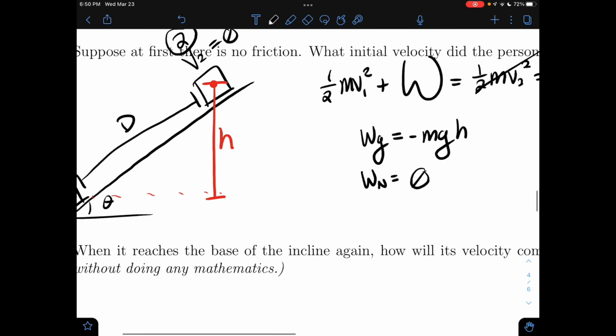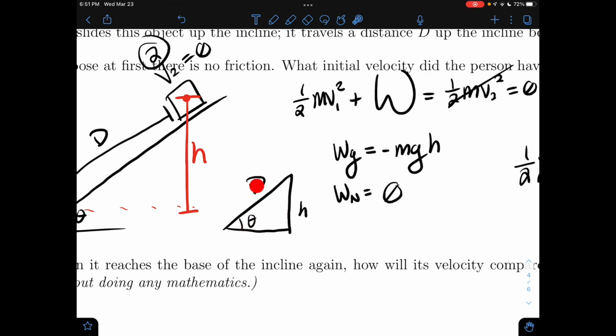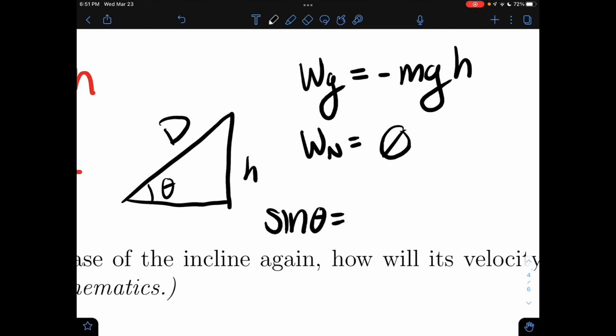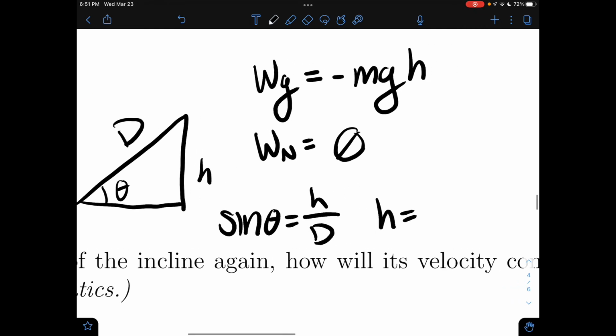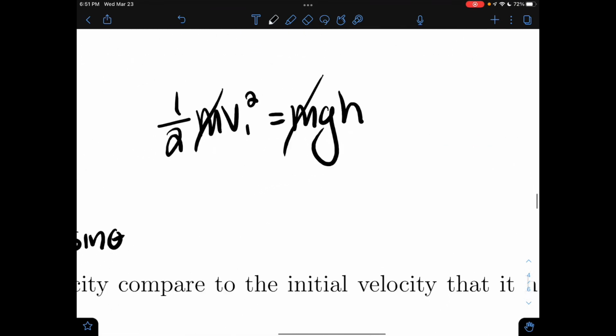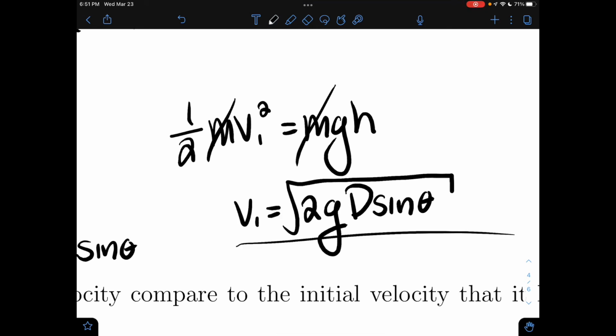So if I'm setting up my triangle, I have h, my hypotenuse d, and some theta. Sine of this theta is opposite over hypotenuse, meaning that sine theta equals h over d, which means h equals d sine theta. So I'm going to multiply both sides, v1 squared equals 2g d sine theta, and just to isolate our initial velocity, I'm going to take the square root of both sides, and this is our answer for this one.